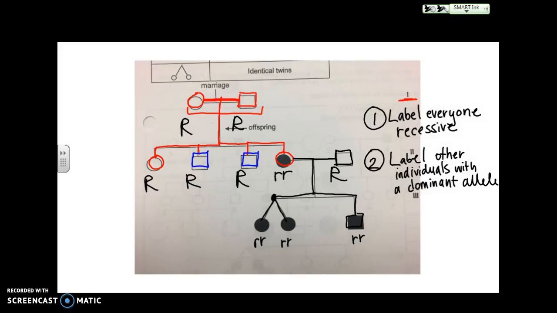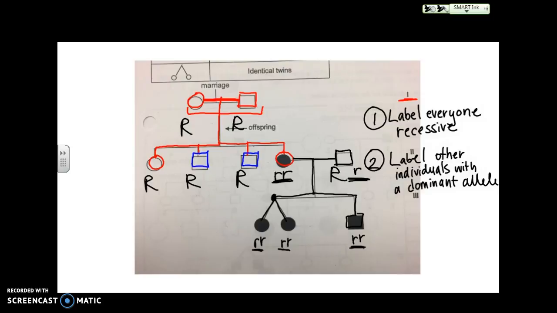Now I have to use the information from the pedigree to figure out what everybody else is. So for example, I'm going to start at the bottom. A lot of times I start at the bottom and work my way up. These 3 kids are little r. We know they got a little r from their mom. What did they have to get from their dad? A little r.